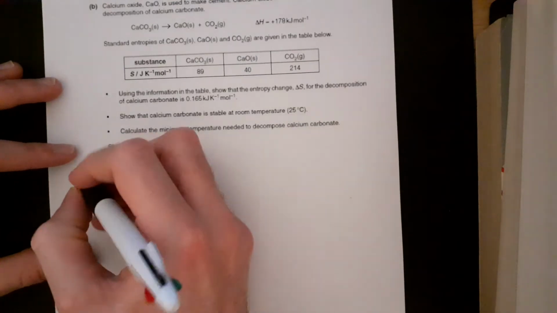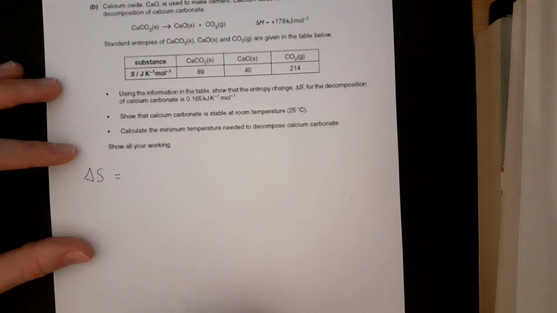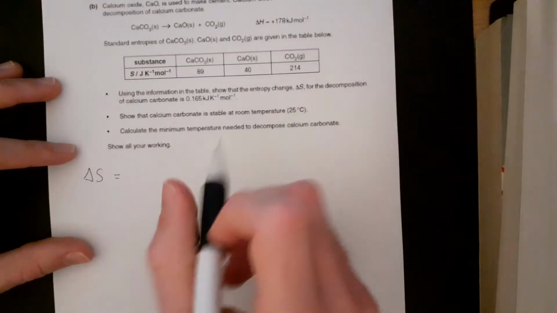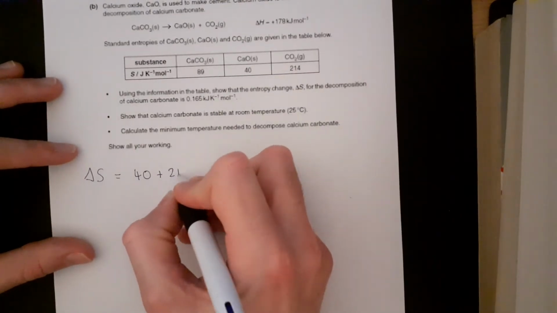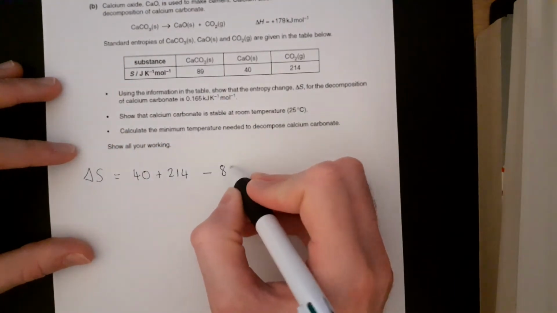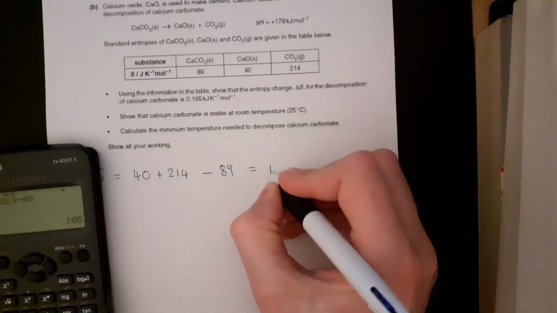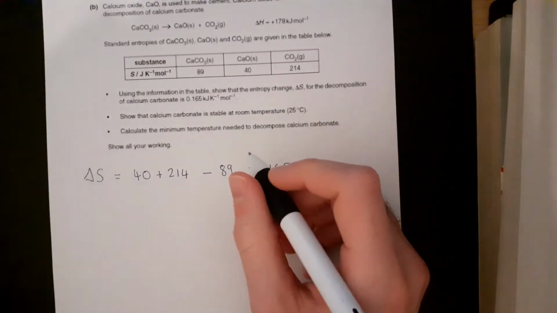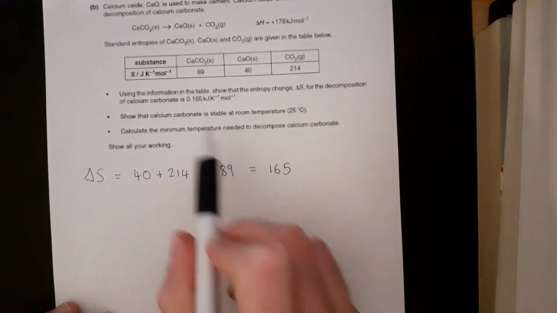To work out delta S, the entropy change, we're just going to do the entropy of the products minus the entropy of the reactants. So we want the calcium oxide, which is 40, plus the carbon dioxide, which is 214, take away the calcium carbonate, which is 89. 40 plus 214, take away 89, is 165. But they're telling us that it should be 0.165, so something's dodgy here.